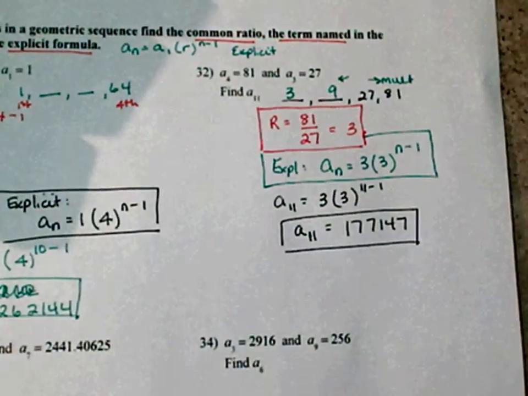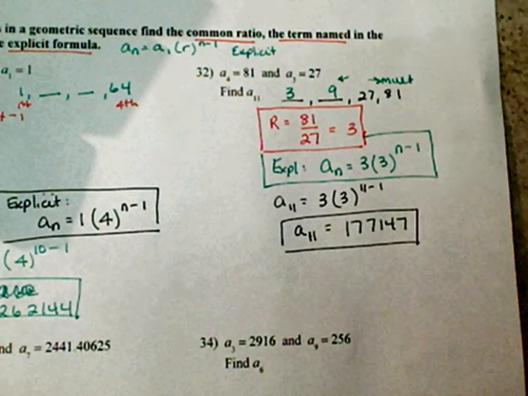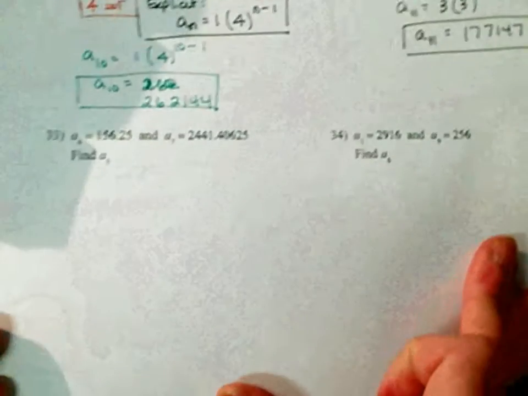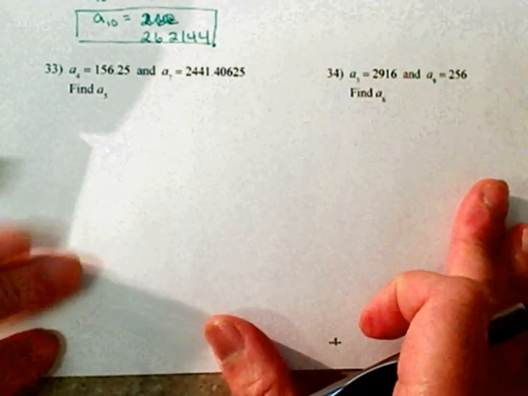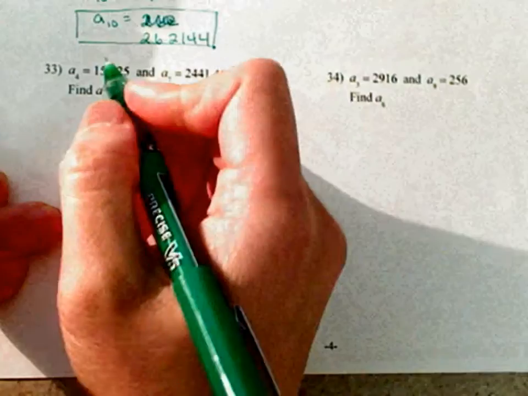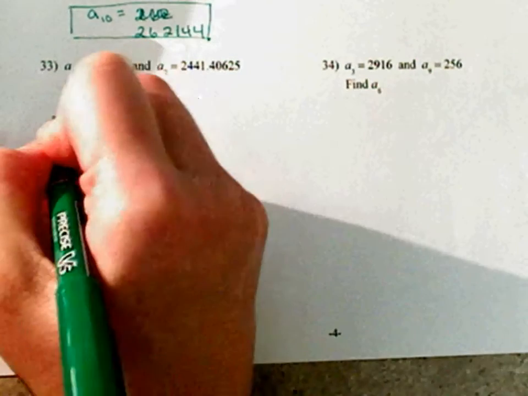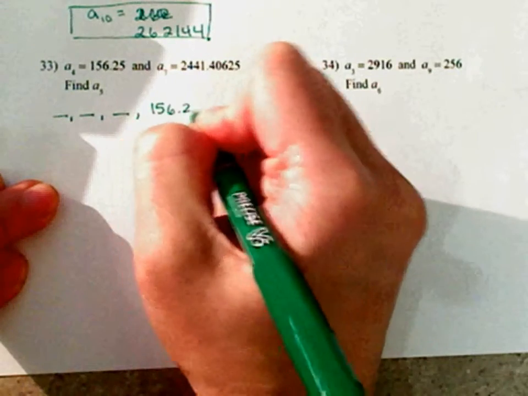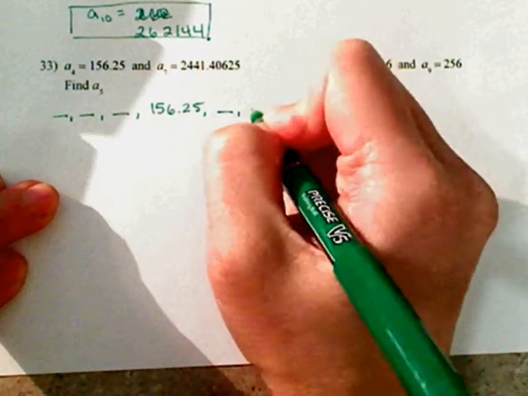All right. That is a lot easier to do than the other way, but you can still do it the other way, okay? All right, let's look at number 33. On 33, we do not know the first, second, third, but we know the 4th, 5th, 6th, 7th.